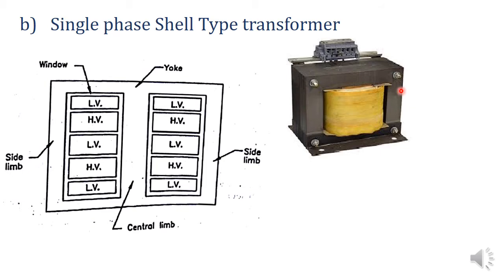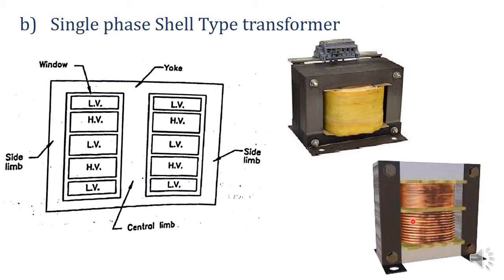This is an example of a single phase shell type transformer. Here we can see the LV and HV windings are sandwiched one over the other. These two are the side limbs. This is the yoke, and the bottom part is also known as the yoke. On the central limb, we have wound the LV and HV windings.